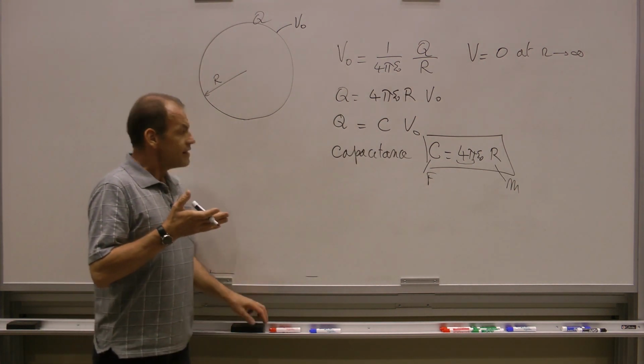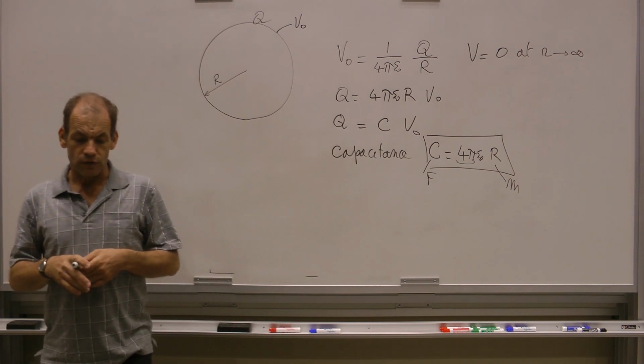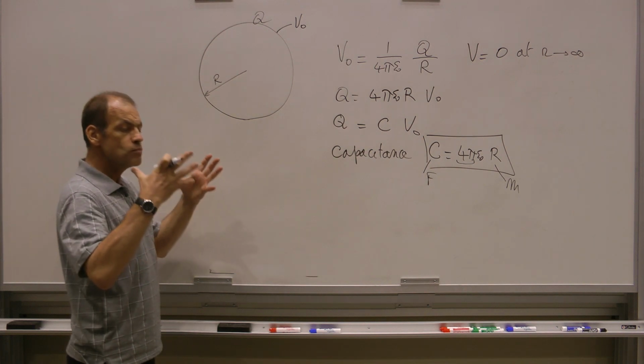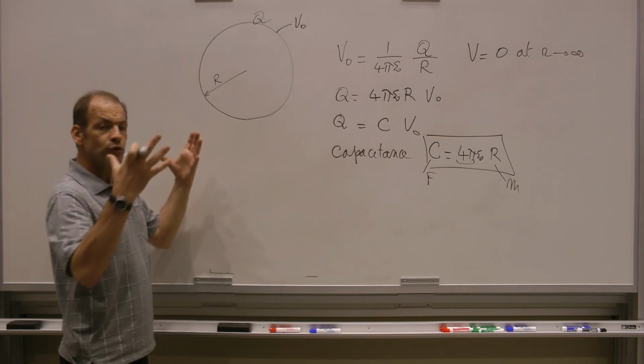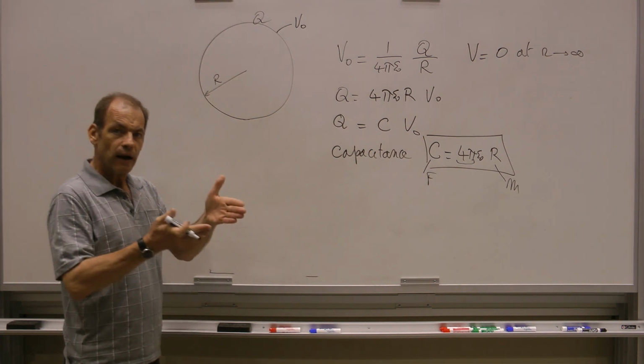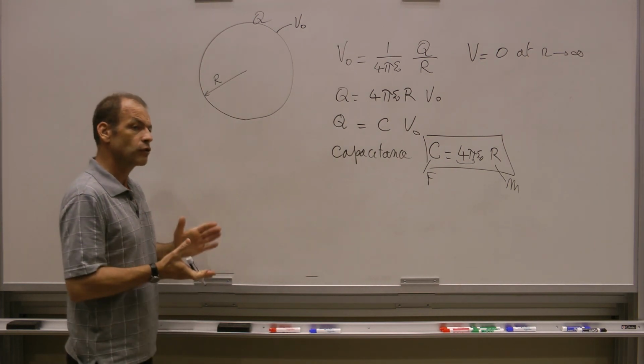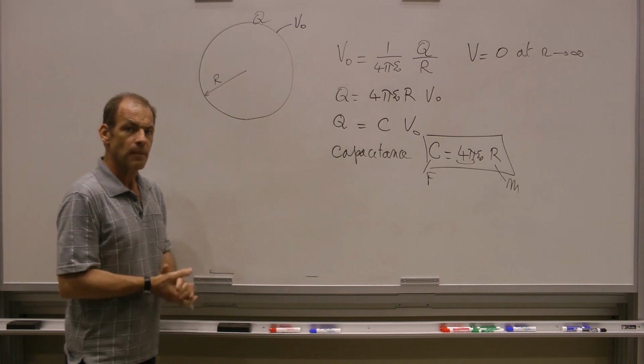Now you might say, well, it doesn't look like a capacitor, because in class we always talked about a capacitor as having two metal surfaces influencing each other. That would be a parallel plate capacitor. That could be a spherical capacitor, or that could be a cylindrical capacitor. It could be a conical capacitor.